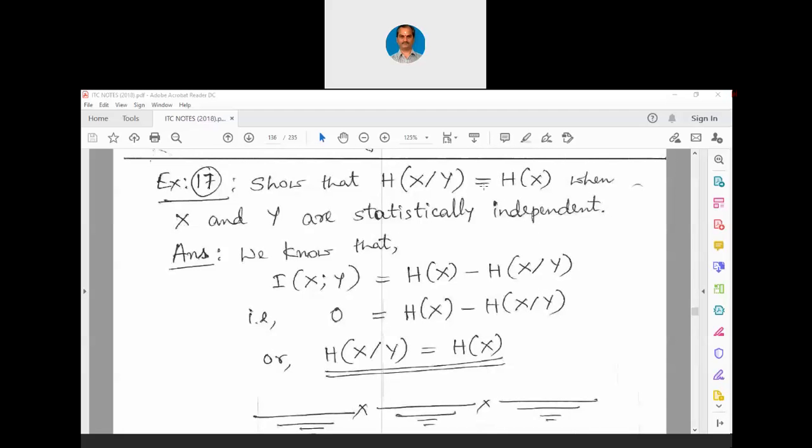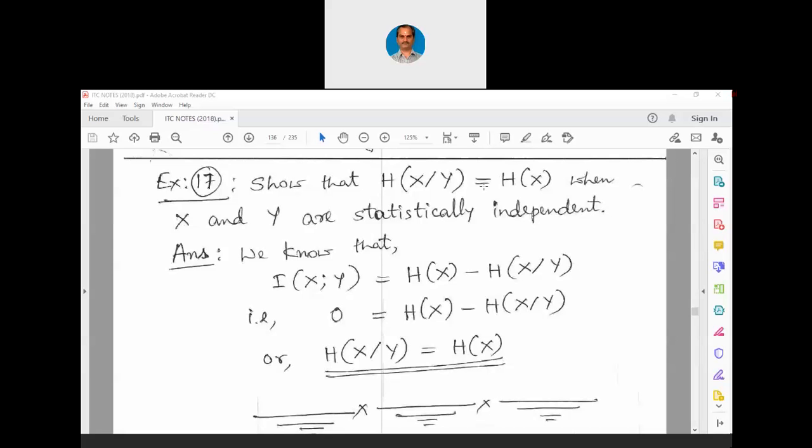What does it mean? They are statistically independent means the circles are not at all merging. Circles are totally separate. In that case, equivocation is fully there. No transmission at all. It is 0 transmission there. Whatever is received at the destination is purely noise. That is the meaning of statistical independency.